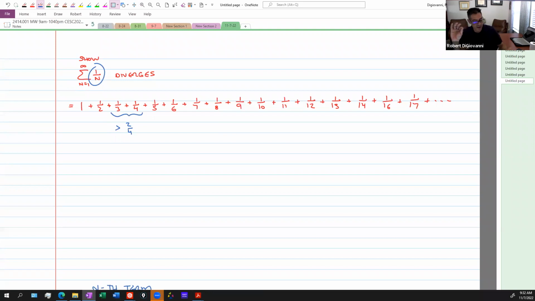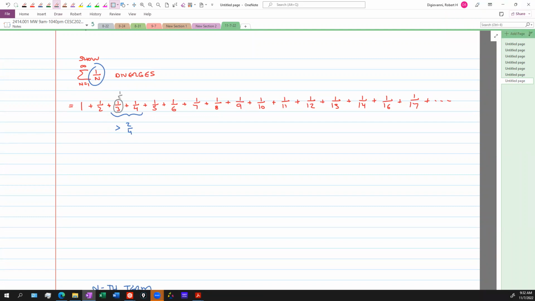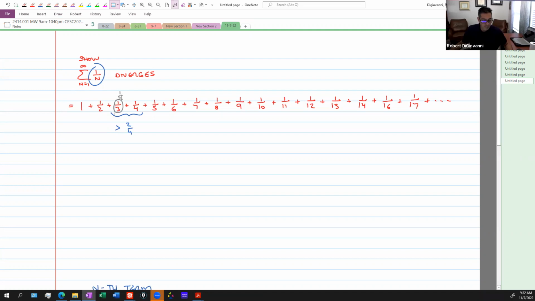Okay, so think about this for a second. This number right here, 1/3, is bigger than 1/4, right? If I replaced it with 1/4, 1/4 plus 1/4 would be 2/4. In other words, if these were both 1/4, then together they would be 2/4. But the 1/3 is bigger than 1/4. So these two together should be bigger than 2/4, which is what we're saying: it's bigger than 1/2.